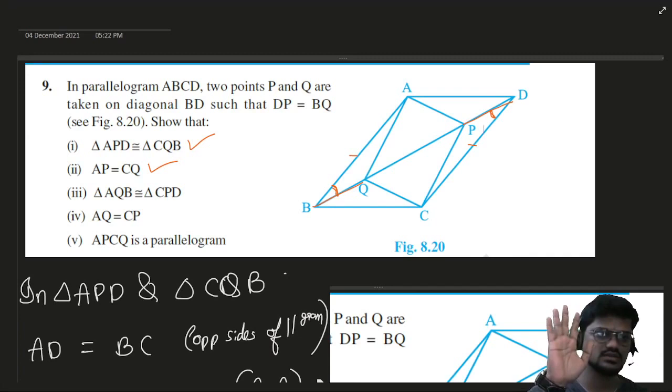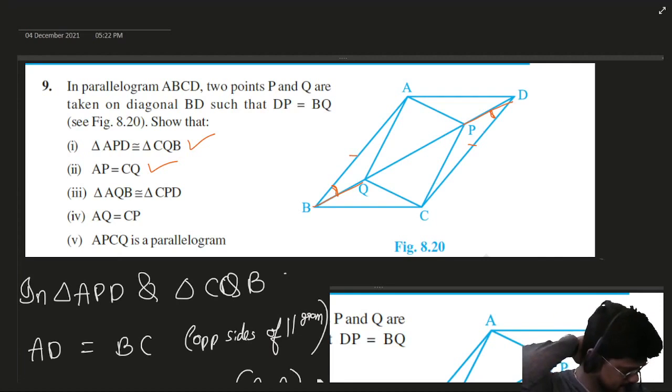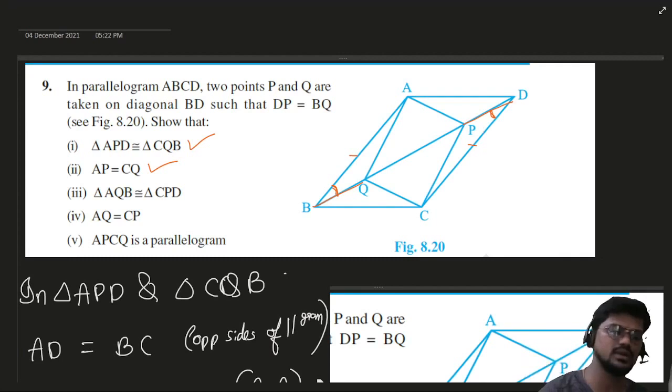Please raise your hands like this. Sir, how is it a parallelogram? Because all the sides are equal. No? All the sides are not equal. What is the requirement to be a parallelogram?